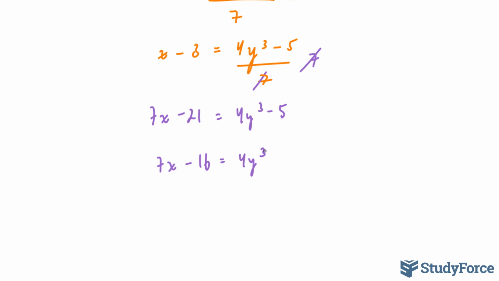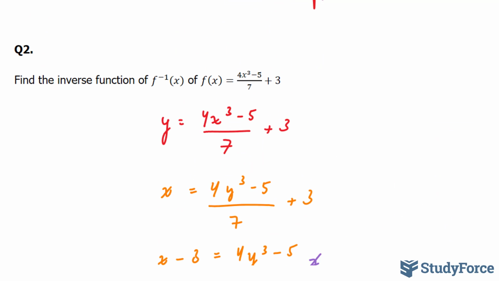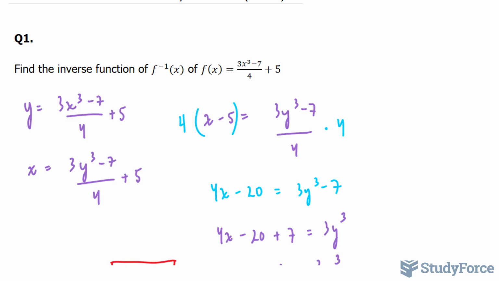Dividing both sides by 4 gives us (7x minus 16) over 4 is equal to y to the power of 3. At this stage of the game, you cube root both sides, and this gives you your inverse function of x is equal to the cube root of (7x minus 16) over 4. And there you have it. Two more examples on how to find the inverse of a complicated function.